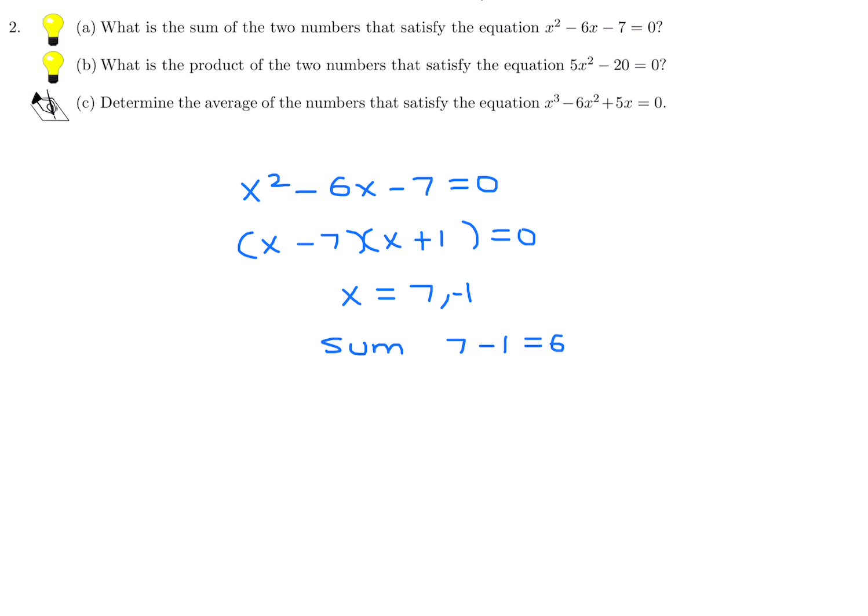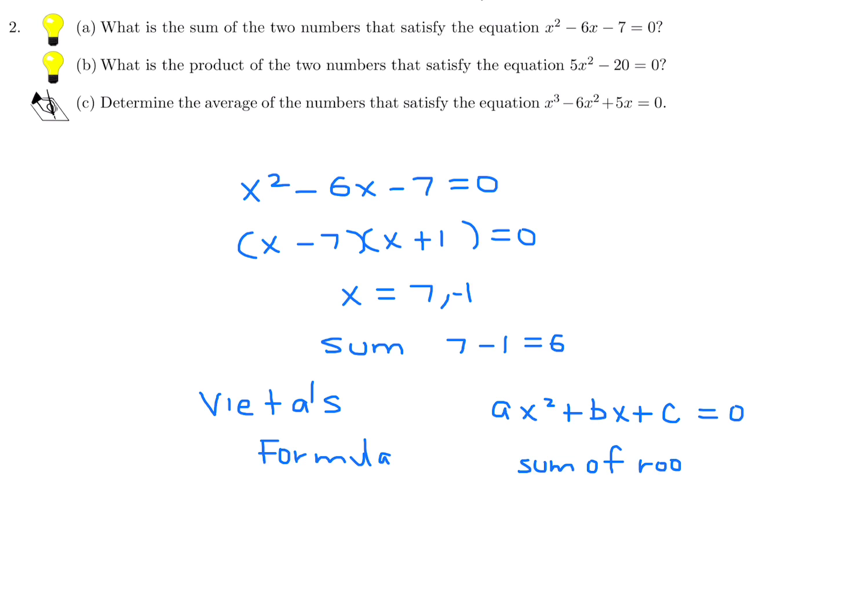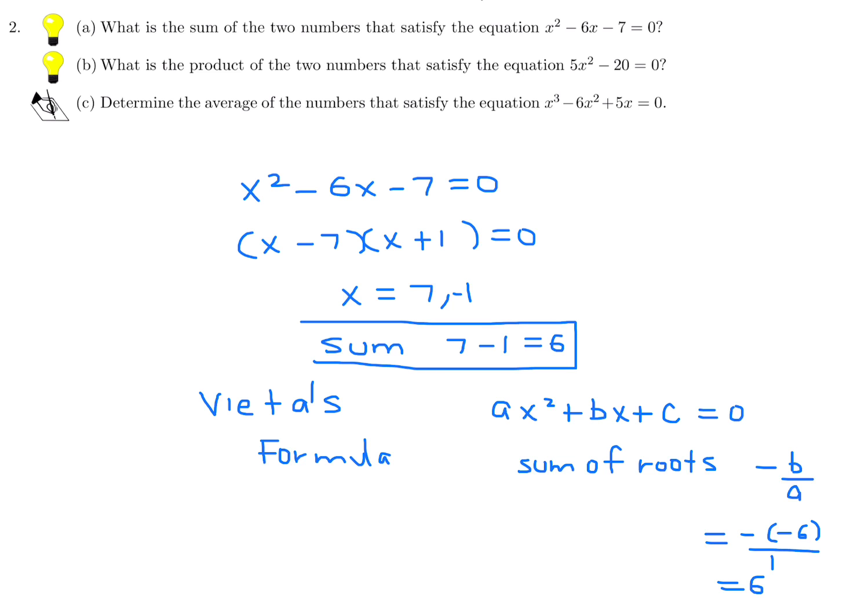Now you could have also done that using Vieta's formula, and a lot of you are familiar with that. If you have a second degree polynomial of the form ax squared plus bx plus c equals 0, the sum of the roots is given by a very quick formula, and that quick formula is minus b over a. So using that, we could have easily gotten it also. Minus b over a in this case would be minus 6 over 1, which is 6, as before. So either way, the sum of the two numbers that satisfy that equation is 6.